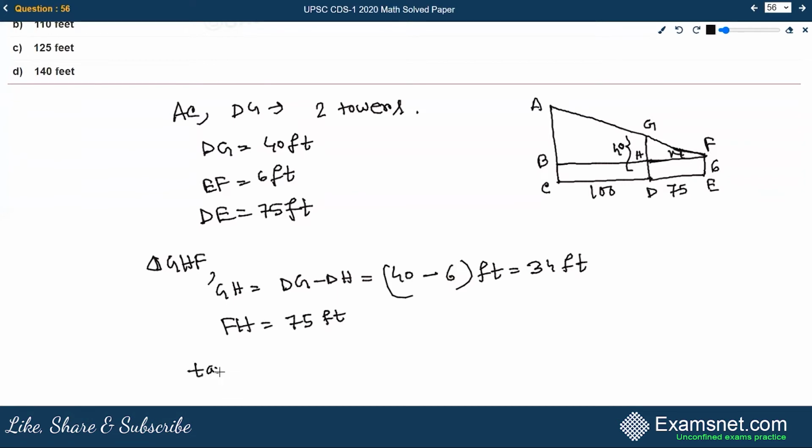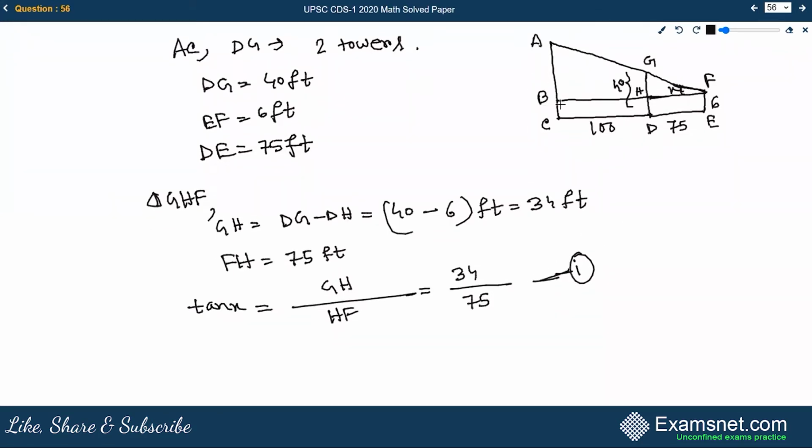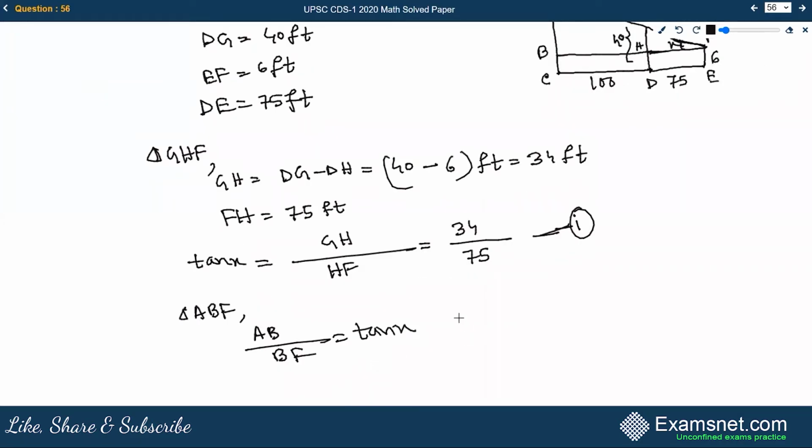Now we know tan theta is perpendicular by base. So tan x is GH by HF. Here GH is 34, HF is 75. So we got tan x equals 34 by 75. Let's name it equation number 1. Next, consider the triangle ABF, where AB by BF equals tan x. Now, how to find BF?